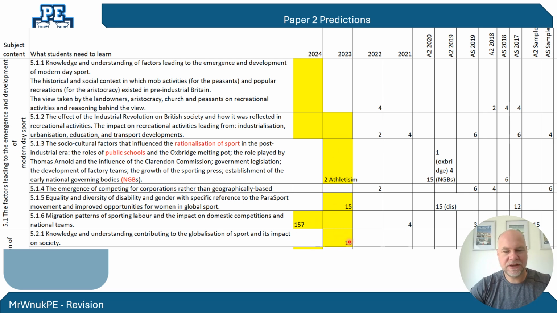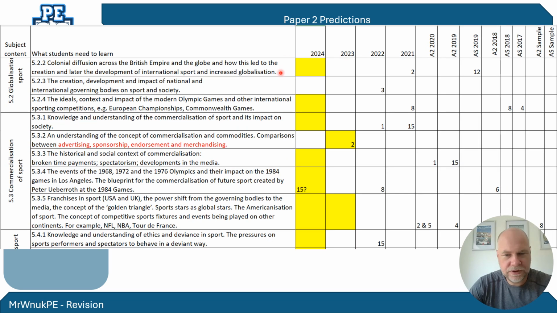And then last year also there came a 15-mark question on globalization, but it's really aimed at the impact of media and commercialization on the globalization of sport, rather than the spread of sport, which I will talk about in a few seconds. So I think the area to revise is this bit about colonial diffusion and the spread of sport around the British Empire. I have made a video on that, so do go back and watch it.